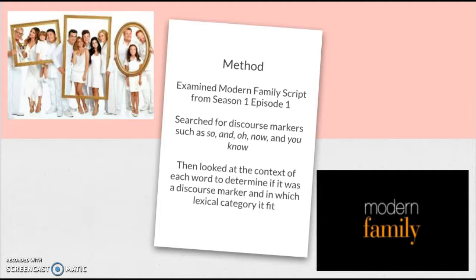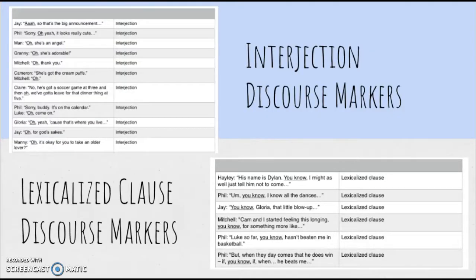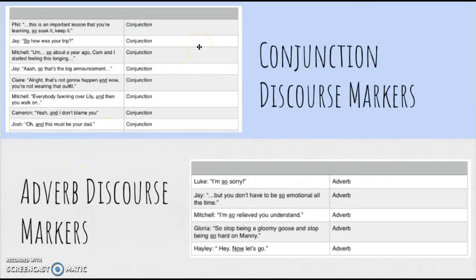or adverb discourse markers. Here's a picture of two of my tables in my project. The first one on top is the interjection discourse markers, and the one on the bottom are the lexicalized clause discourse markers. Then on this page, I have the other two tables that I included in my project, the conjunction discourse markers on the top and the adverb discourse markers on the bottom. Here is just a short little clip from Season 1, Episode 1 of Modern Family. This short clip actually contains quite a few discourse markers, so see if you can pick up on any.